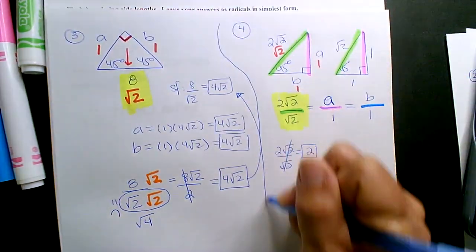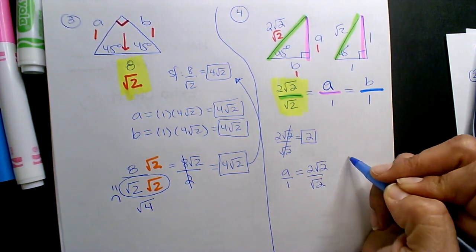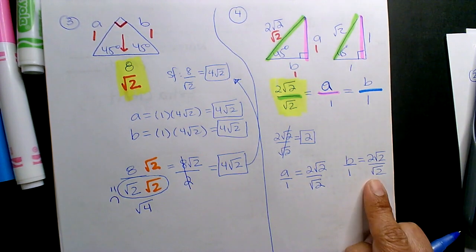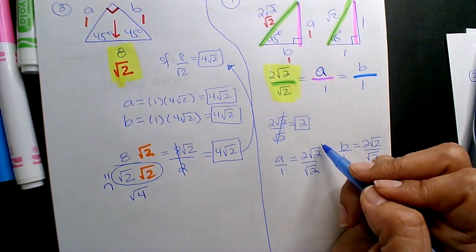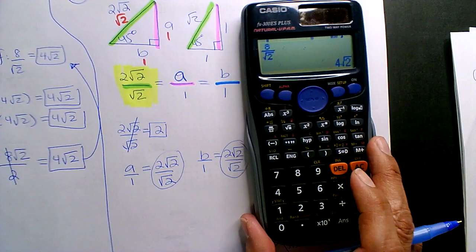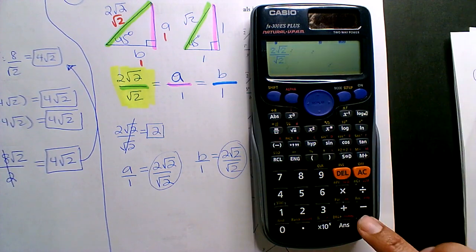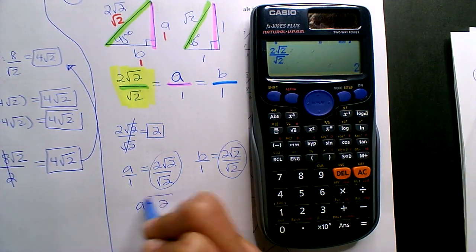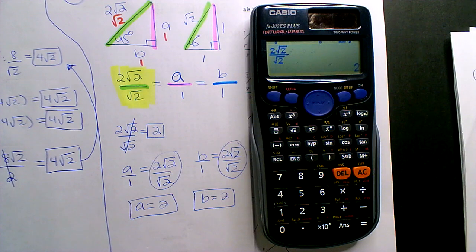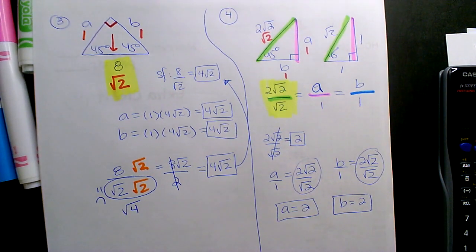If you want to solve for A, this is a split. A over 1 is equal to 2 rad 2 over rad 2. And if you're solving for B, B over 1 is set equal to the scale factor ratio. And then you could just simply throw this into your calculator. So 2 rad 2 over rad 2, click enter, and see I get 2, and then the next one's going to be 2 as well. Just practice makes perfect with these. Trust your calculator.